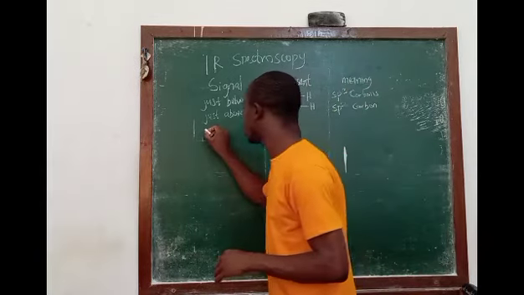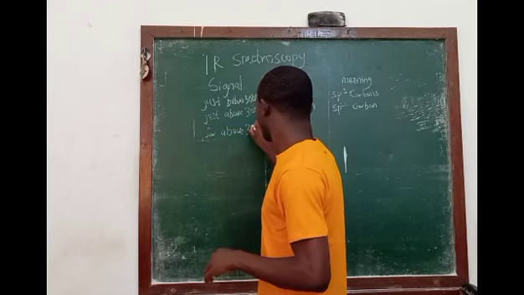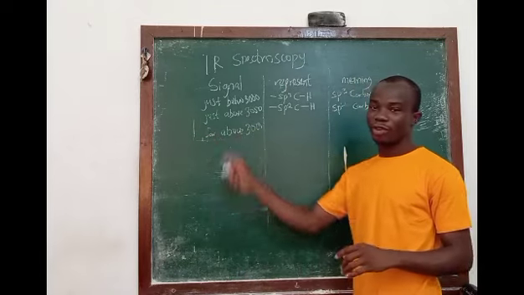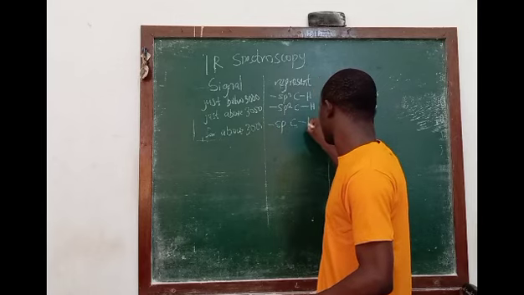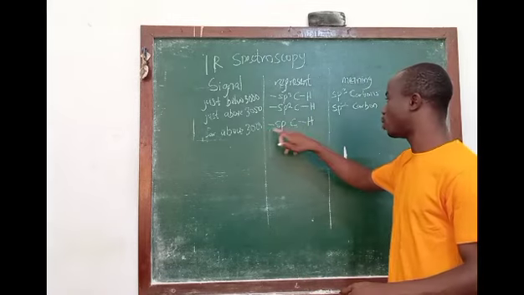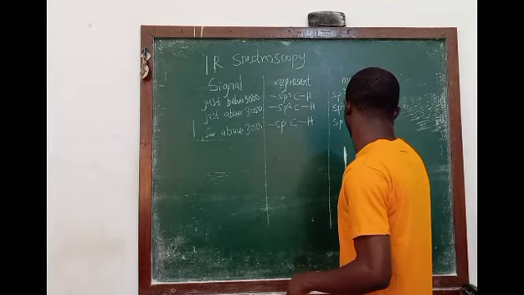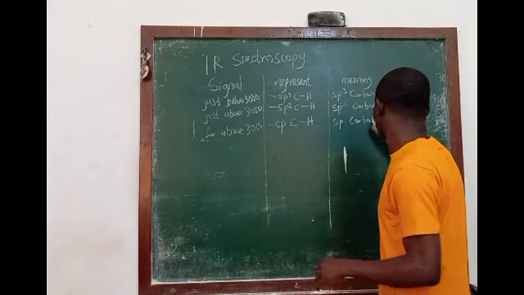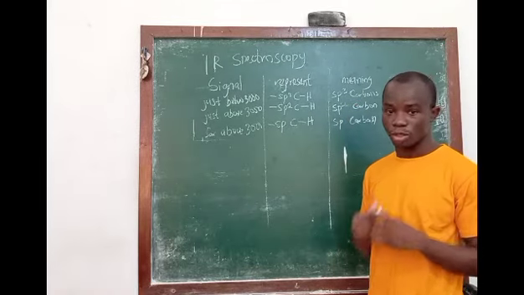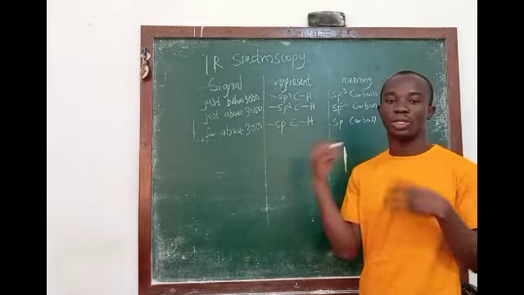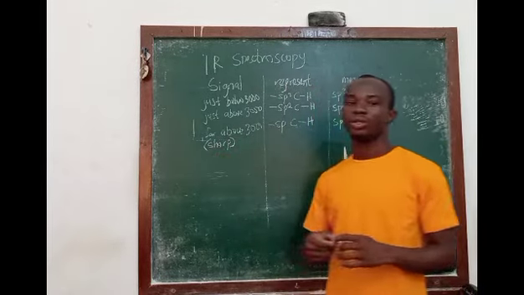Another thing also, you can see a signal far above 3000. Now a signal far above 3000 implies that you're having an sp C-H stretching vibration. And what does this imply? It means you are having your sp carbon in the compound. An sp carbon is a carbon that has a triple bond. An sp2 is a carbon that has a double bond, while sp3 is the one that has only single bonds around it.